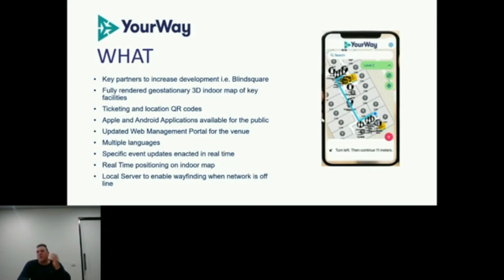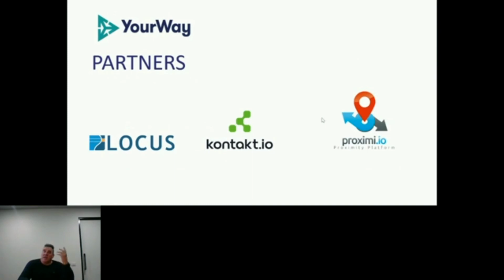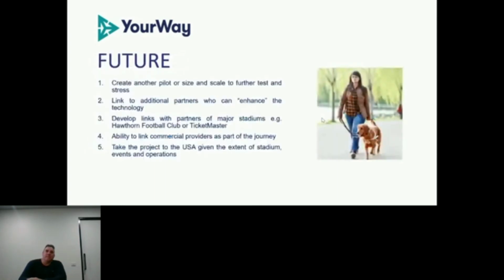So we're working with Locus to really refine how indoor mapping, beacons, and Wi-Fi all work together so that we can get a really functional and safe outcome. And here's some of the partners that we've had. Proximity from Poland and Canada, they help us with the actual platform and being able to use the portal, and also using contact beacons to make sure that we're trying to incorporate all the technology we can.